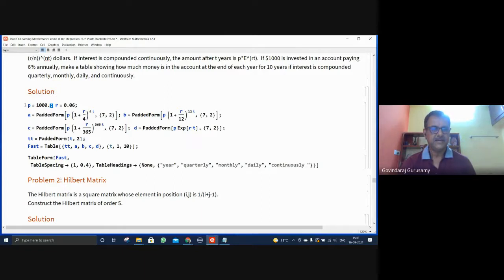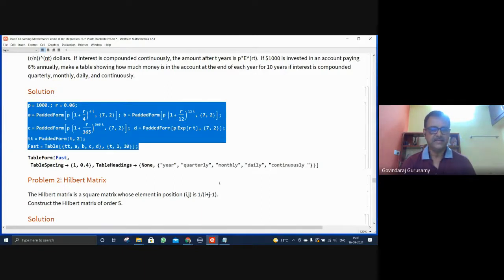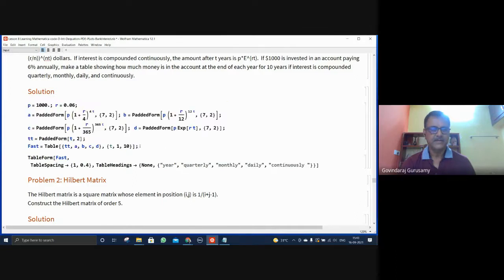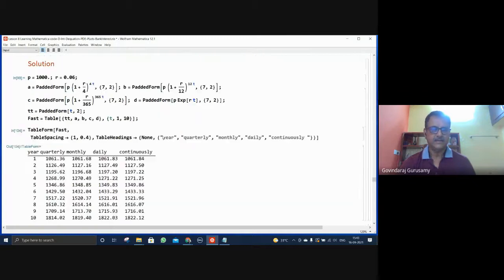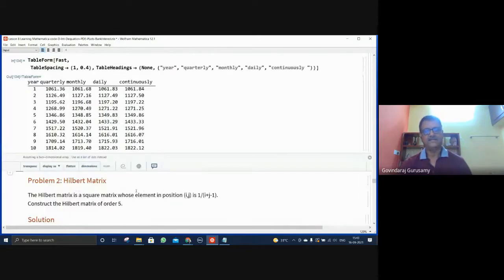So, is there any confusion here? Everything is clear up to this. Then the fast is the table form. There you write the table spacing. The table headings are: we are not putting anything on the y-axis, and we write on the top Year, Quarterly, Monthly, Daily, and Continuously. Let's see what is going to happen now. It's been done, and this is the table. You look at the numbers and see which is interesting to you.